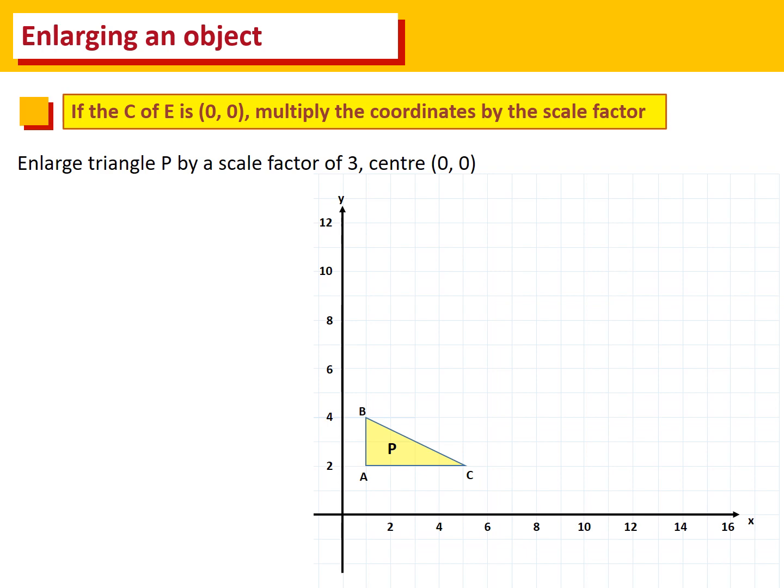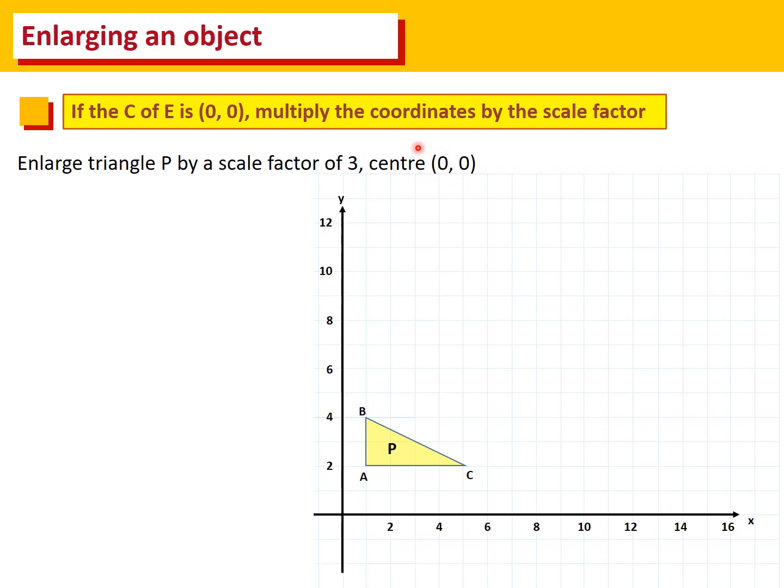This video is on enlargements, which naturally implies making things bigger, but in actual fact in mathematics, an enlargement can make things bigger, but it can also make things smaller. We're going to start by enlarging triangle P by a scale factor of 3. And what that scale factor of 3 means is the lengths of triangle P are all going to be multiplied by 3. The centre of enlargement, we're told, is 0, 0.